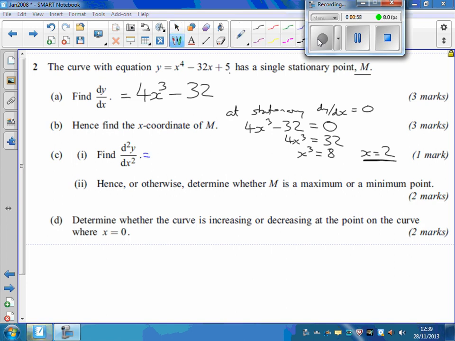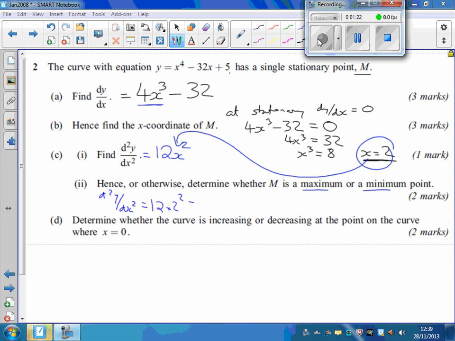Next one there, differentiate again, d2y by dx squared. So go back up here, times by the power, and the power goes down by 1. We've got 12x squared. The minus 32 now disappears. Decide whether it's going to be a maximum or a minimum point. Well, we do that by putting this 2 into here. And what are we going to get here? We're going to get 12 times 2 squared, or 12 times 4, which is 48. I don't particularly care that it's 48. The only thing I care about is that it is actually positive. Because it's positive, it is a minimum point.